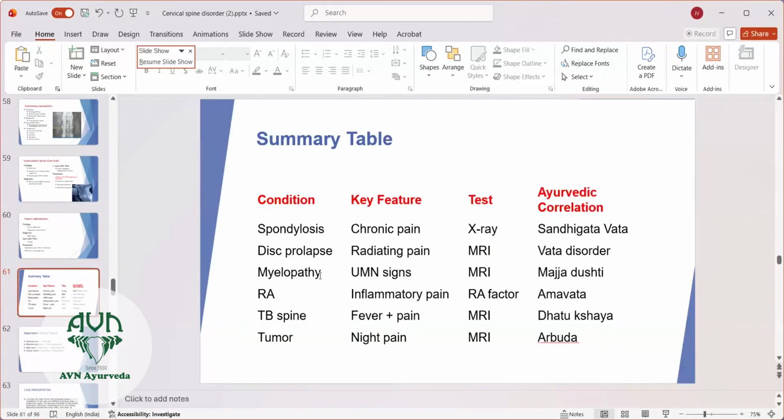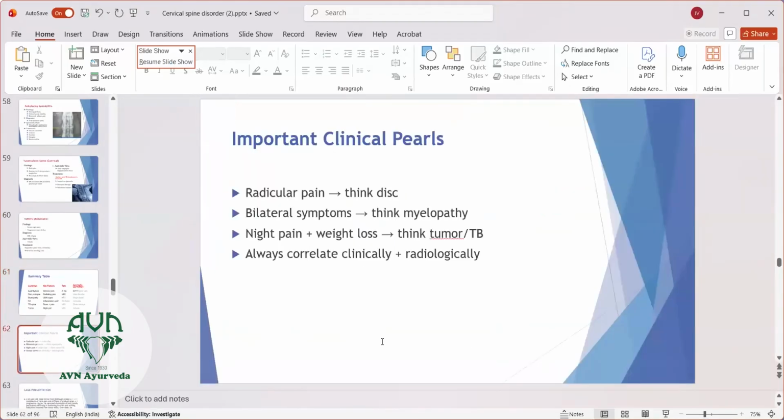In spondylosis, chronic pain will be there. X-ray we can take, and we can consider it as Sandhigadavada. In disc prolapse, the radiating pain you can observe, only one arm, and on MRI we can say it as a Vata disorder. In myelopathy, upper motor neuron lesions we can see, with upper limbs and lower limbs affected. Bilateral radiculopathy we can see. RA, we can say it as a Sandhigadavada of the intervertebral joints, and tuberculosis and tumor. These are the conditions mainly affecting the cervical spine.